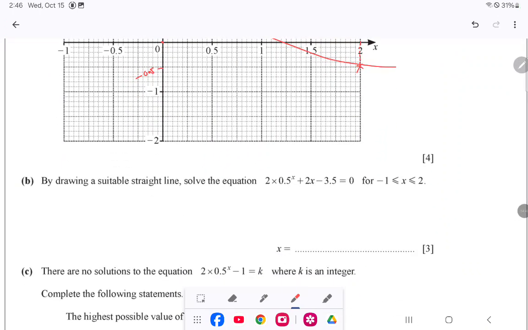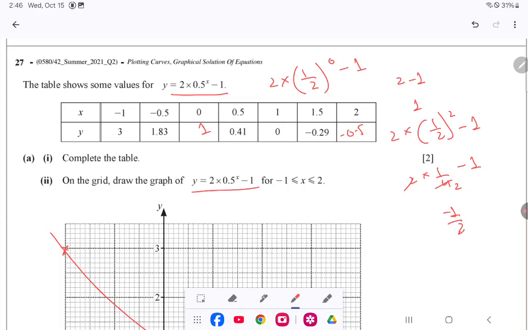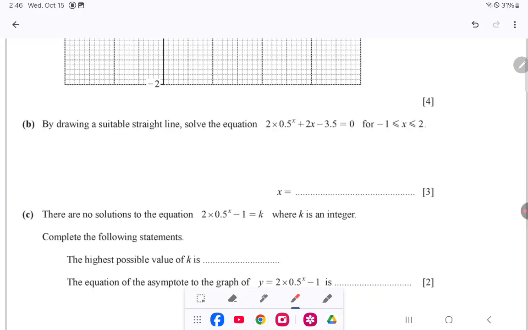Now for part B, by drawing a suitable straight line, solve the equation. Again we have to arrange this equation into this form. For that, we just add both sides x minus 3.5. By that, the equation becomes 2 multiplied by 0.5 x minus 1 plus 2x minus 2.5. We can simply add, y is equal to negative of 2x plus 2.5 by arranging.